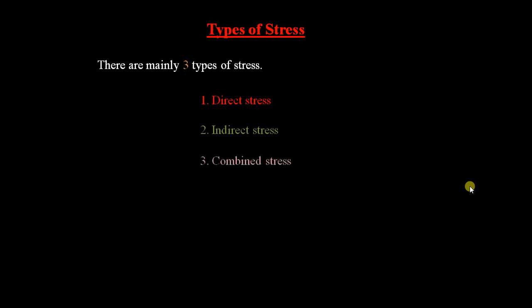Direct stress means that under direct loading conditions, whatever stress takes place inside the body is called direct stress. Indirect stresses are the stresses due to the bending of the body and due to the torque taking place in a body. Combined stress is the combination of the two types of stresses, direct and indirect. But in this chapter our discussion is limited to direct stresses. So let us have a brief look at direct stress.